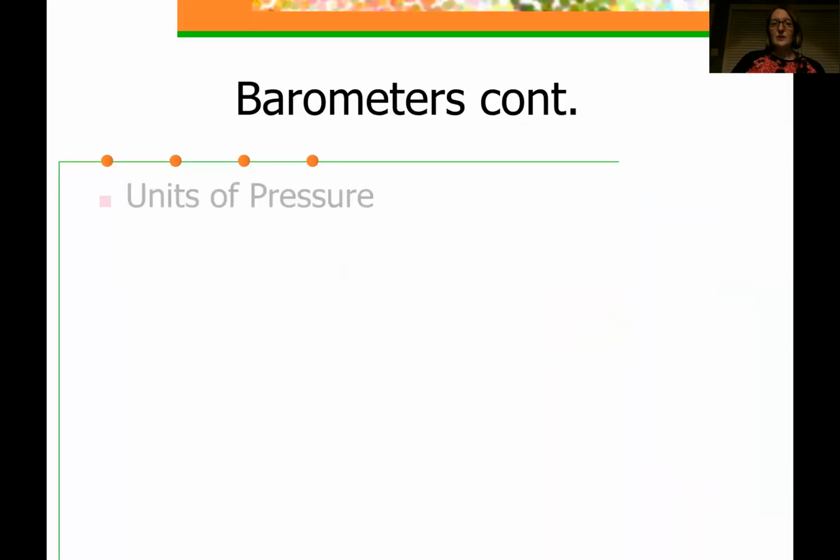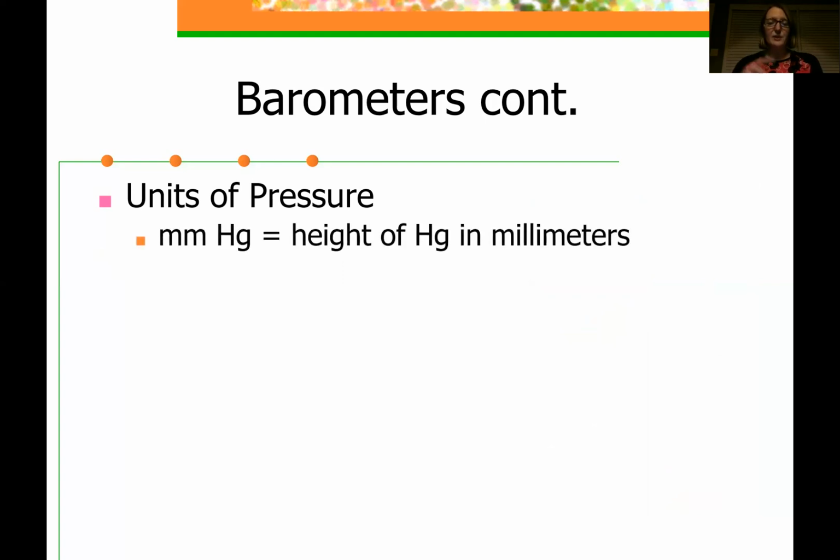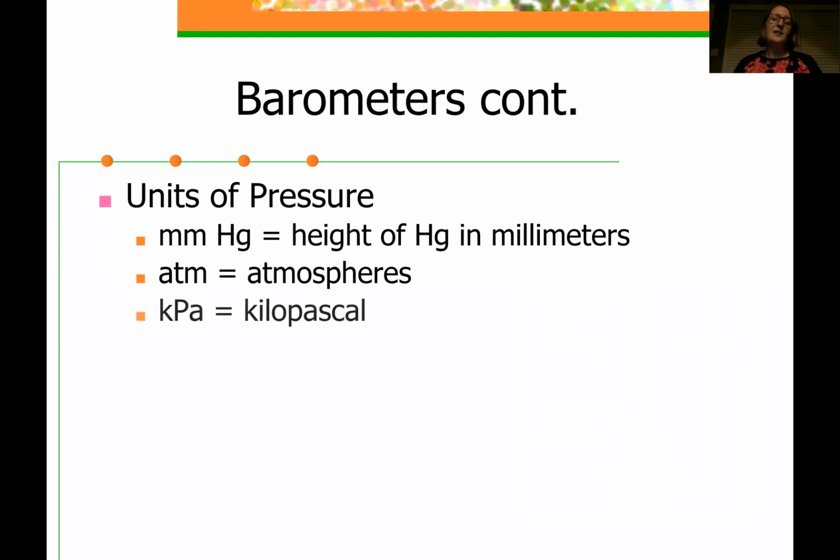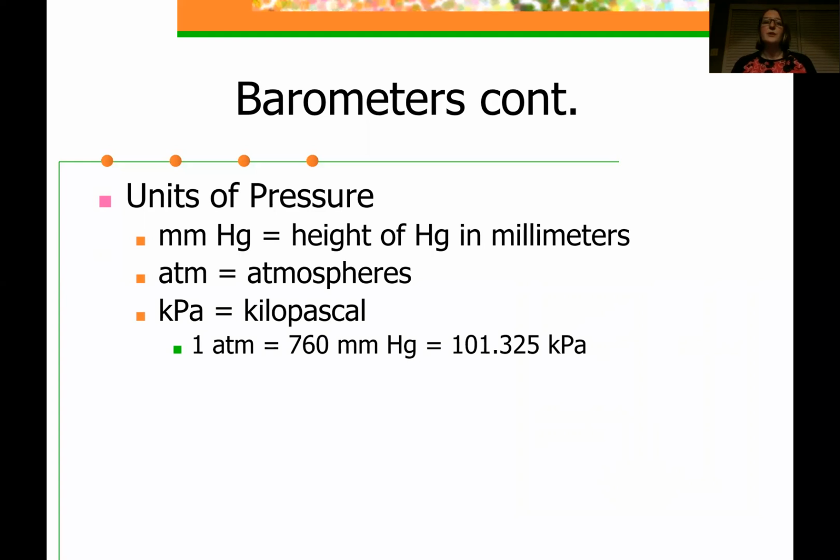So as far as units go, there are 3 units of pressure, just like we have miles, inches, and feet. We use mmHgs, which is the height of mercury in millimeters from Torricelli's invention, atmospheres, and kilopascals. Now, what you need to really focus on today is our standard units of pressure. What is that number at sea level? Well, that's this conversion right here. 1 atmosphere, this is all at sea level, standard pressure is 1 atmosphere equals 760 millimeters mercury equals 101.325 kilopascals.